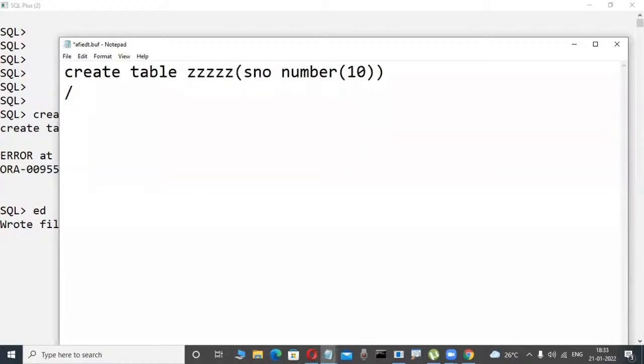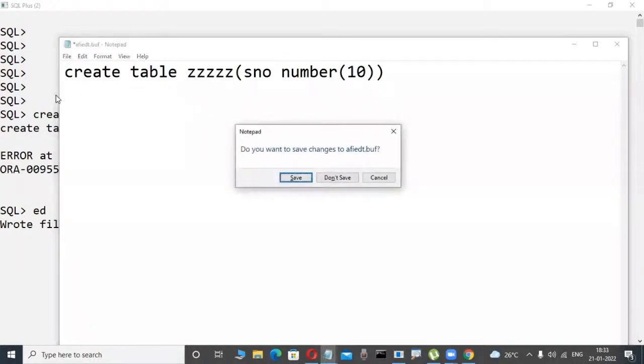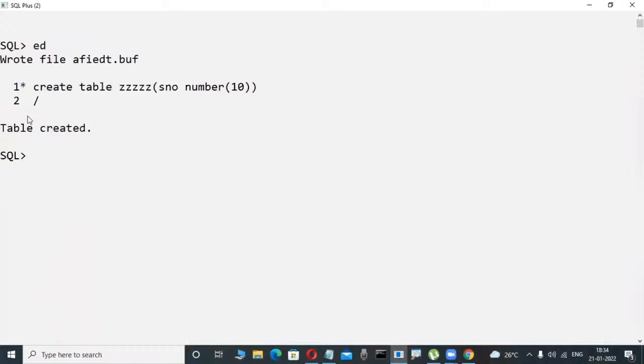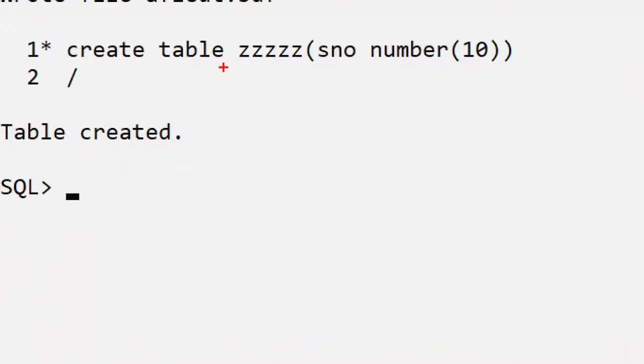Suppose Z is a table. Observe it here. For example, I am creating Z. Okay, fine, this table is created. Slowly observe it here. Z is the name I am giving.